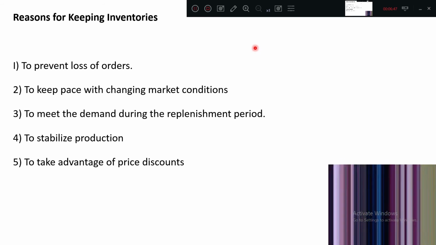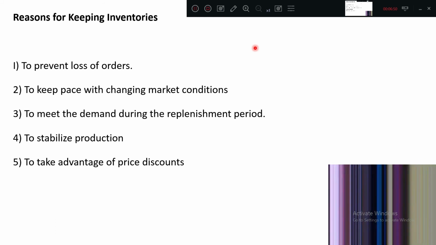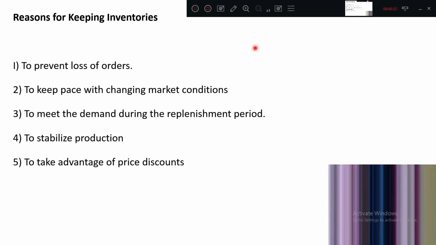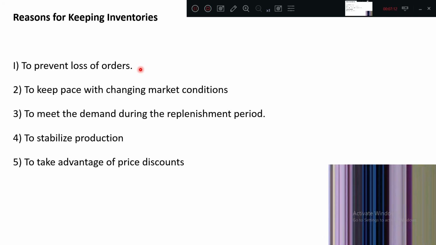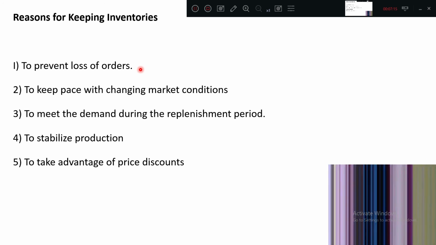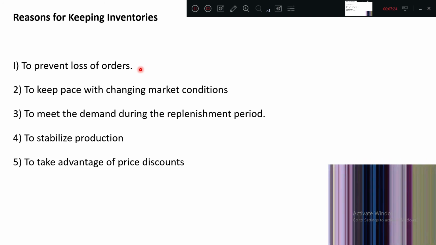Reasons for keeping inventory. What do you mean by this? To prevent loss of orders. What do you mean by loss of orders? Suddenly, if you have given an order, say this is May, and in the first week of May you have ordered 10 tons of cement. He will tell you that after the 15th he will supply the material. If you are depending only on that vendor and he does not supply, what will happen? Your total work will get disturbed.